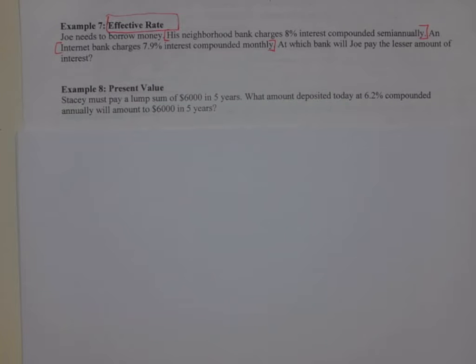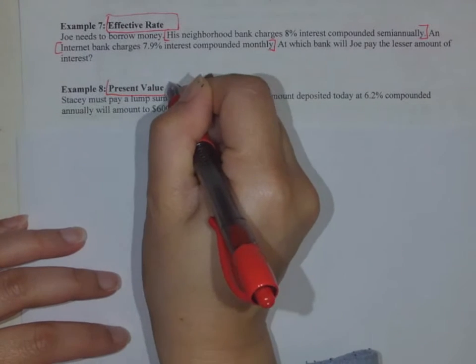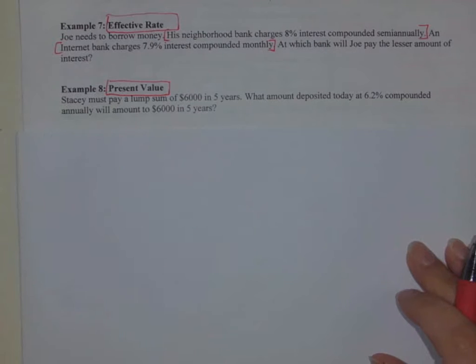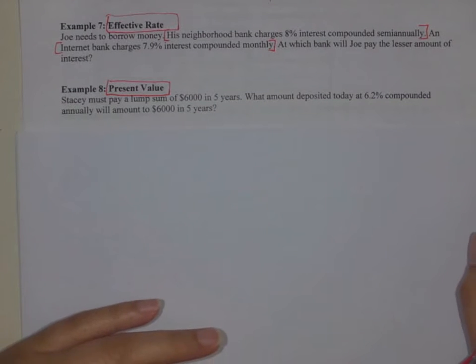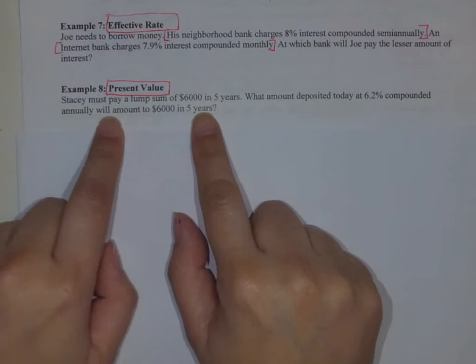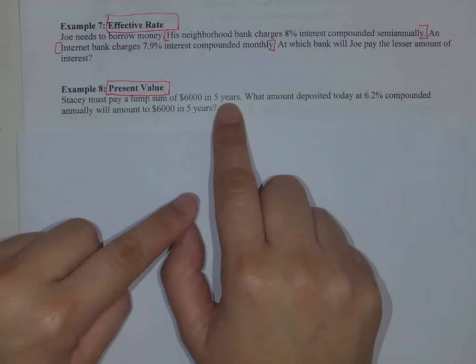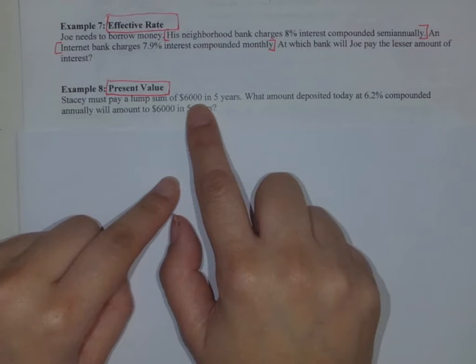Okay, this video continues with the chapter 5.1 material. We are working on example number 8. This time we're looking for present values. A lot of times present value is kind of like your principal, what you put into the account. So this example says Stacy must pay a lump sum of $6,000 in 5 years. So Stacy is trying to save up $6,000, and she has 5 years to get to that amount.